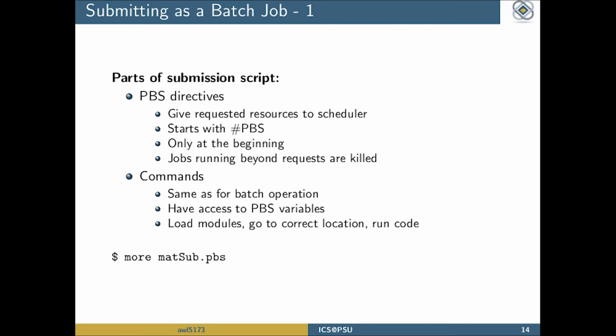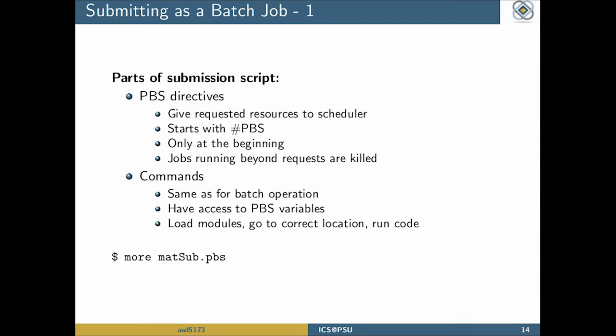Within the PBS directives, what we're doing here is telling the scheduler what resources we require. The scheduler will then look at this and look at what's currently running, what's available, what's on the queue, and will give you a start time as well as start and end your job when the resources are available. This is how you can get the dedicated resources that are not shared with anybody else.